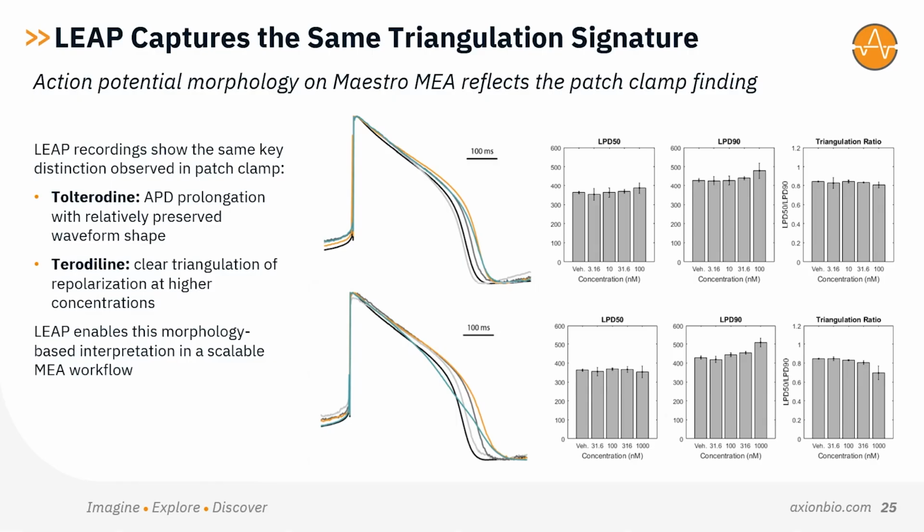So, here we see the same compounds using LEAP. The LEAP recordings showed the key distinction observed in the patch clamp benchmark. Tolterodine shows APD prolongation with relatively preserved waveform shape. Terodiline shows clear triangulation of repolarization at higher concentrations. This is where LEAP becomes especially compelling. It is not just producing a waveform that looks like an action potential, it is capturing biologically meaningful morphology changes that align with established action potential findings, and it does so in a scalable MEA workflow.